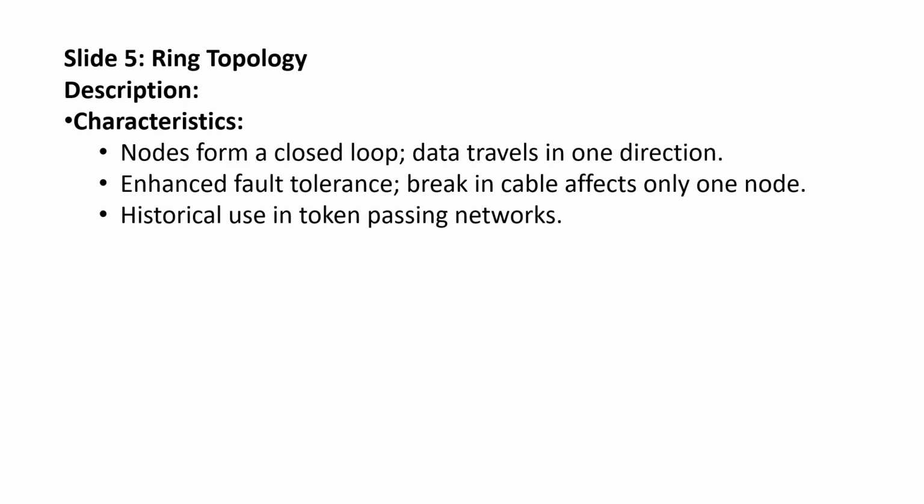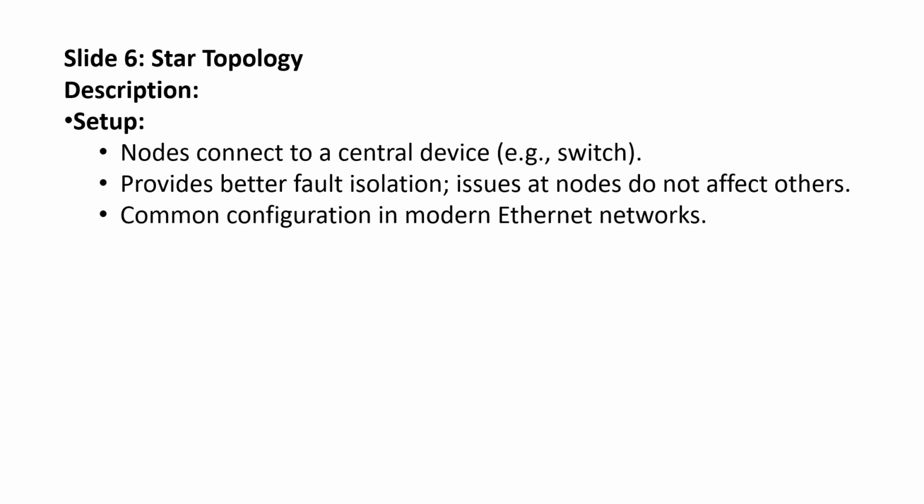Ring topology. Characteristics: nodes form a closed loop. Data travels in one direction. It has enhanced fault tolerance. A break in the cable affects only one node. Historical use in token passing networks.